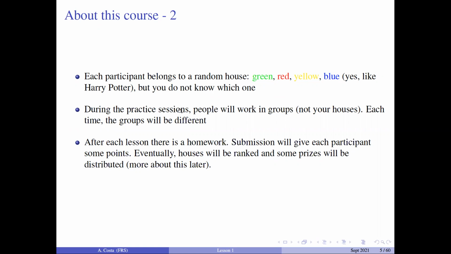Also, during the practice session, I mentioned that people will work in groups when I split in the breakout, but it will not be the same group as here. It will be just random mixing. Okay, so if later you will be with other 3, 4 people, it doesn't mean that it's the same people in your house. Okay. Homework we will discuss later, but for this lecture there is no homework.